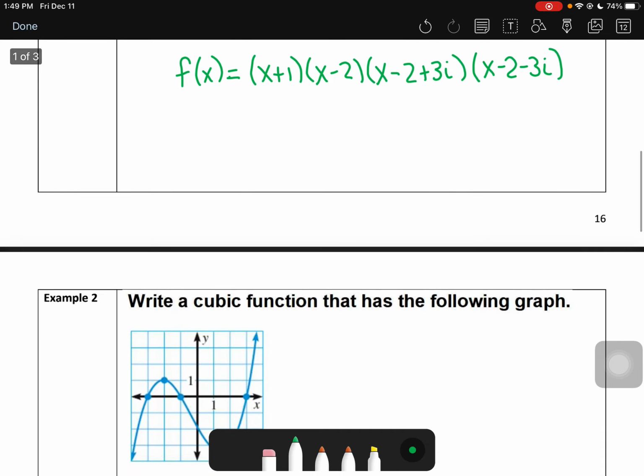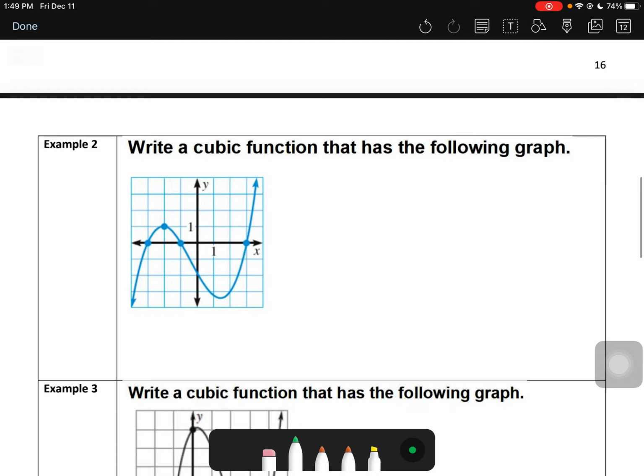Now when we go into writing cubic functions, we need to use 4 points because we are not using an a value or leading coefficient of 1. We need to find what that coefficient is. So when you're writing a cubic function, we would have y equals a, x minus p, x minus q, x minus r. The p, q, and r are going to be our x-intercepts.